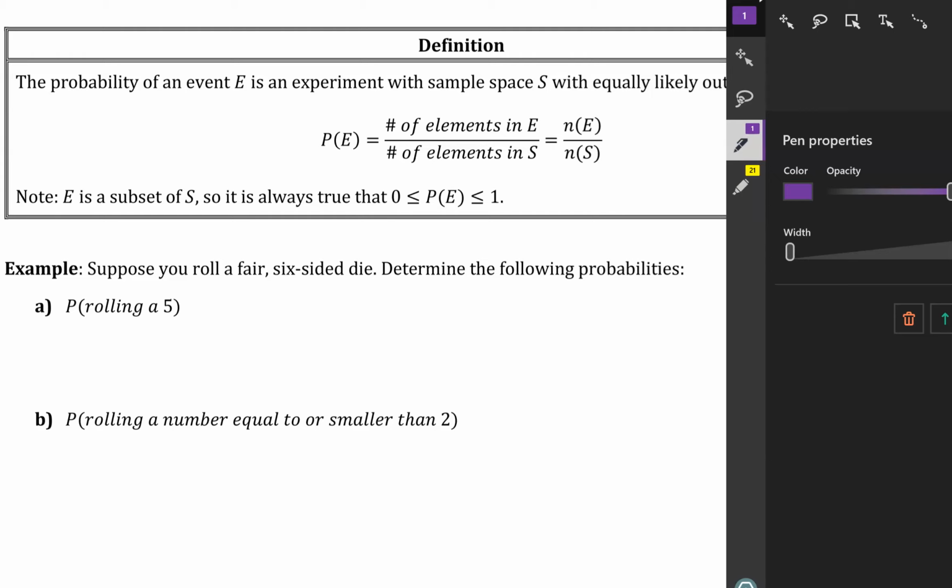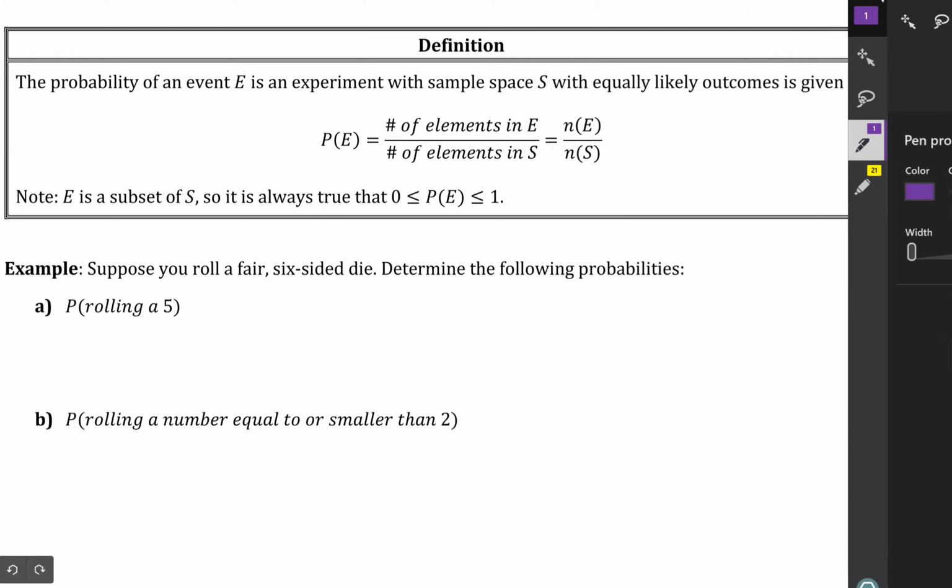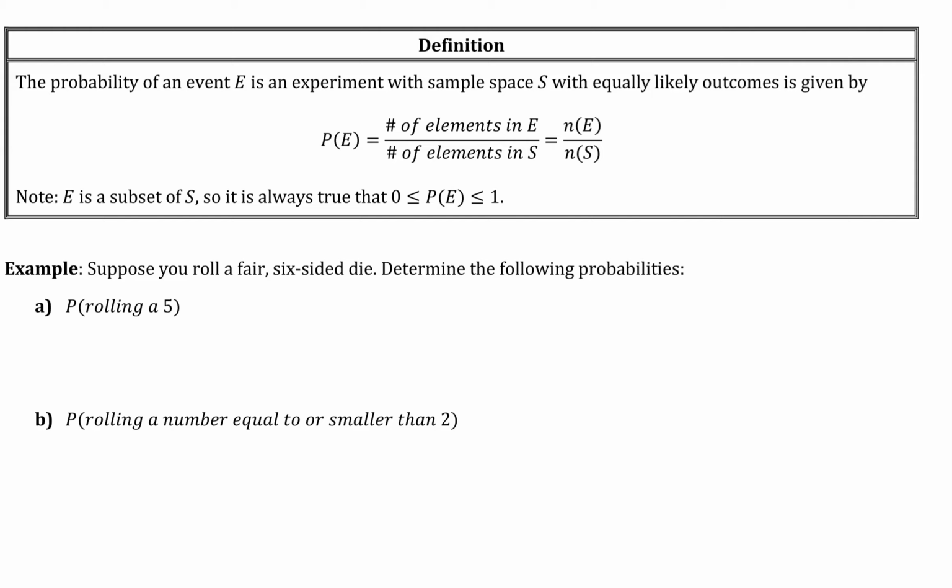In this video, we will compute the probability of equally likely outcomes in application. So just a review of the definition of probability of event E. We take the number of elements in event E divided by the number of elements in the sample space, and we get our probability of event E. Just to note that E is a subset of S, so it's always true that our probability is between 0 and 1 inclusive. Let's take a look at an example.